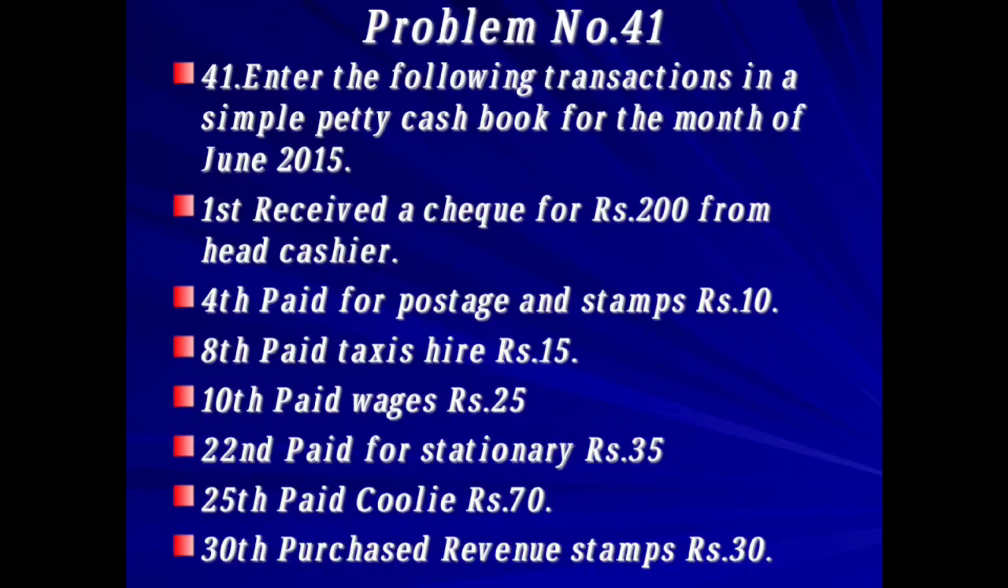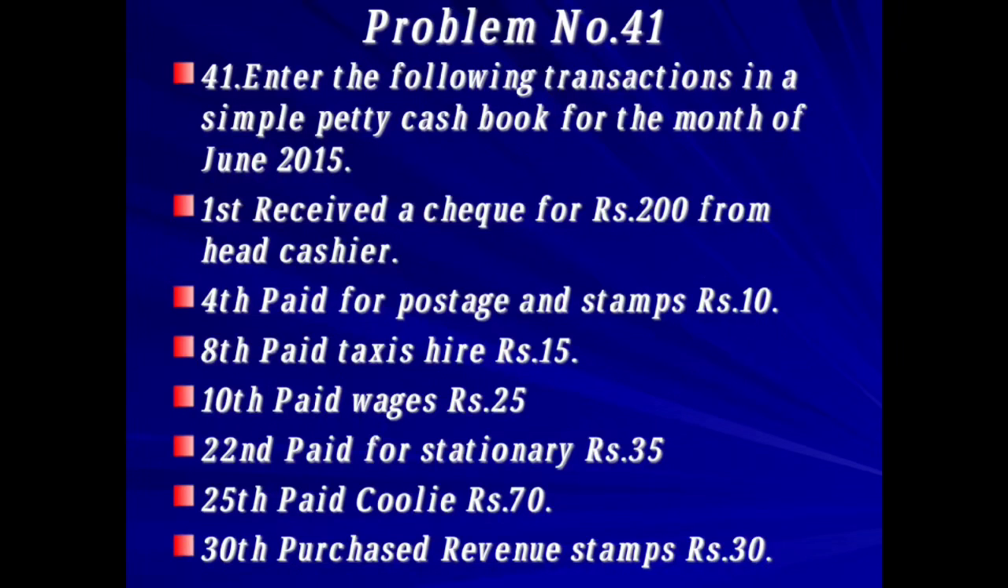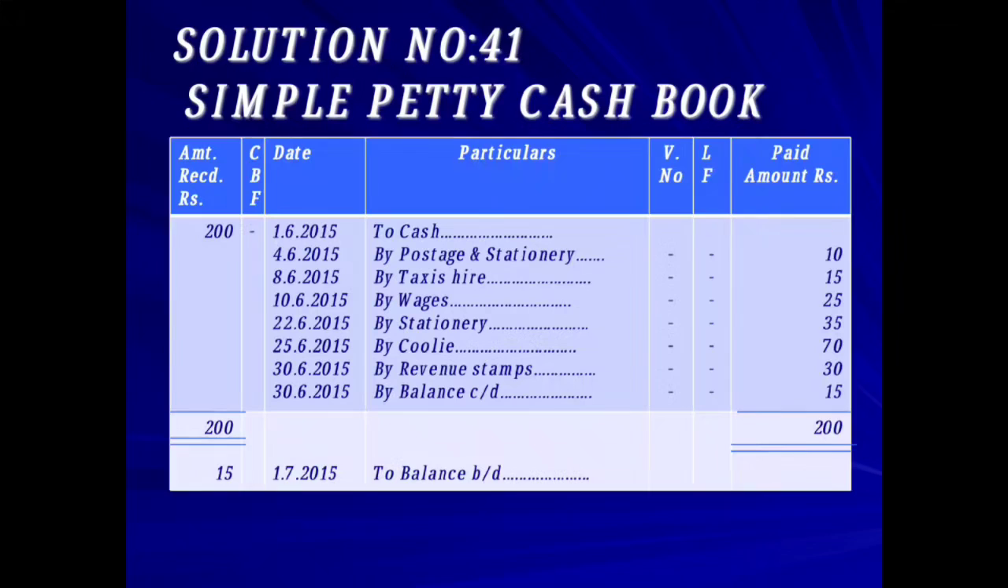The next, on the 10th, paid wages rupees 25. We have paid the wages, 25 rupees. So on 10/6/2015, by wages rupees 25. The next, on the 22nd, paid for stationery rupees 35. So on 22/6/2015, by stationery rupees 35 here.